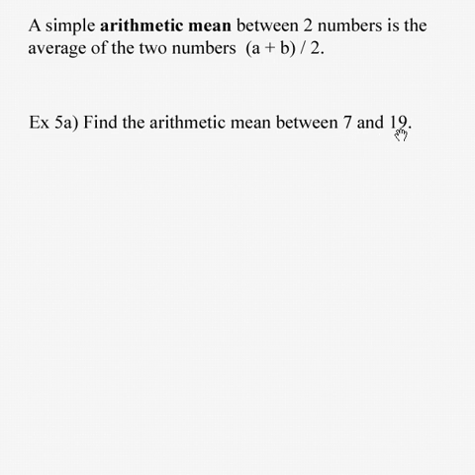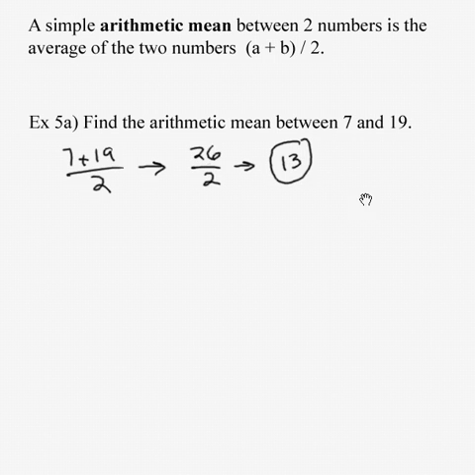To find the arithmetic mean between 7 and 19, therefore, we take 7 plus 19, add them together, take that sum, divided by 2. So 7 plus 19 is 26. And 26 divided by 2 is 13. That's the arithmetic mean. Way too easy, I know. That's when you're only looking for one arithmetic mean between any 2 numbers.